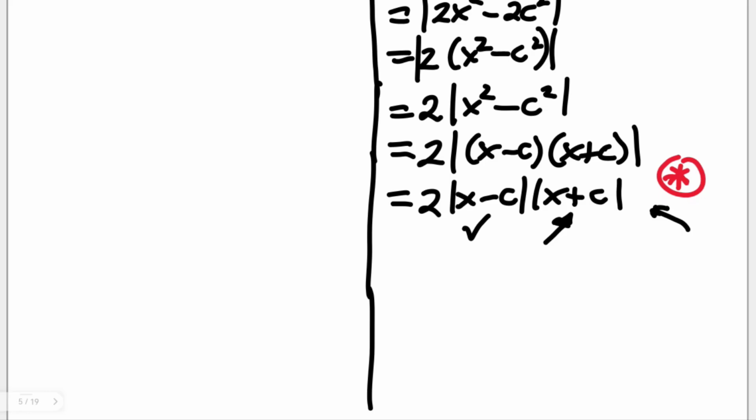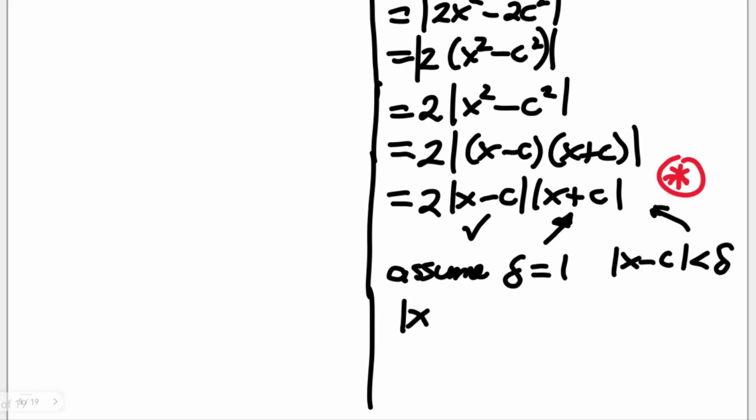Just for, if we are going to assume, because we know that for a while we know that |x - c| is less than delta, right? If we're going to assume that delta is equal to 1, you will have here the absolute value of x - c is less than 1. Okay, take note, delta could be any value, so it's just one assumption. It will give us a more important flow later on, so let's just stick to that.